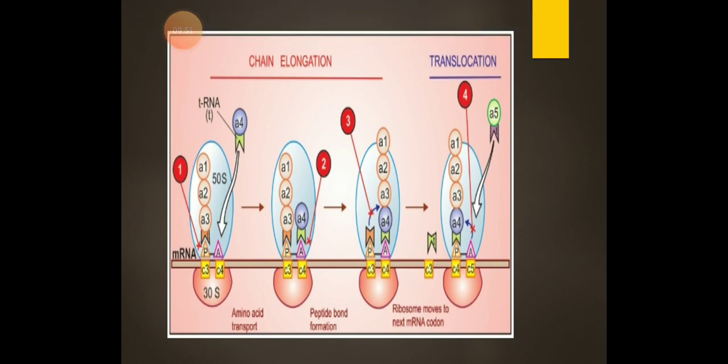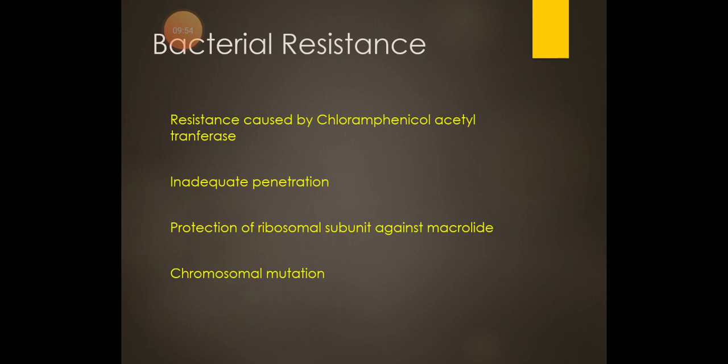Next one, please. The chance of bacterial resistance is quite common with even this drug. It starts with impaired permeability of the antibiotic through the bacterial cell membrane. The same mechanism of efflux of the drug by an active transport mechanism, or drug vomiting, also exists in case of this drug. Protection of the ribosomal subunit against the action of macrolide by the constitutive and inducible methylase enzyme, which prevents the binding of macrolide to the ribosomal subunit. This is basically the mechanism by which resistance may develop.